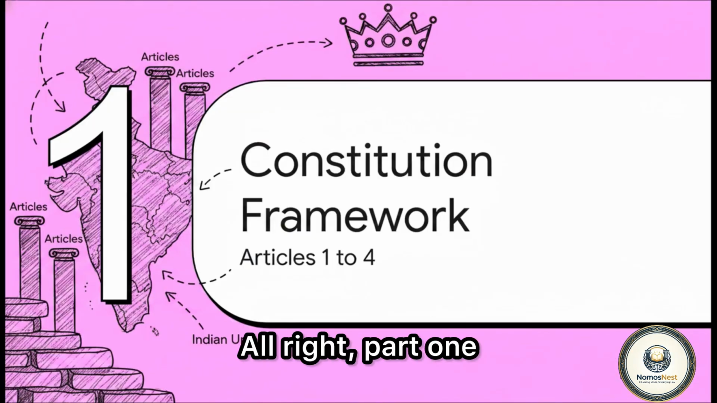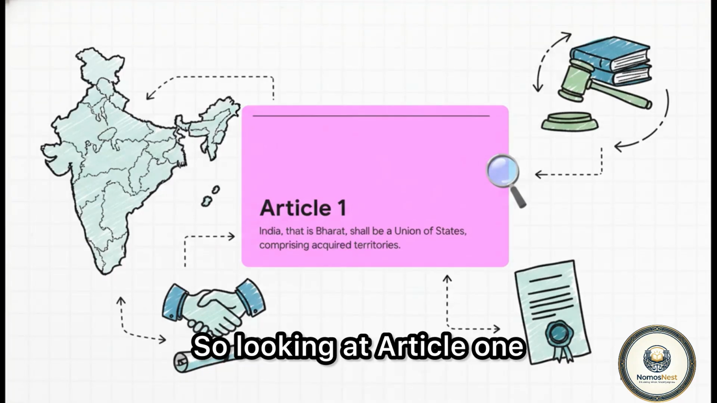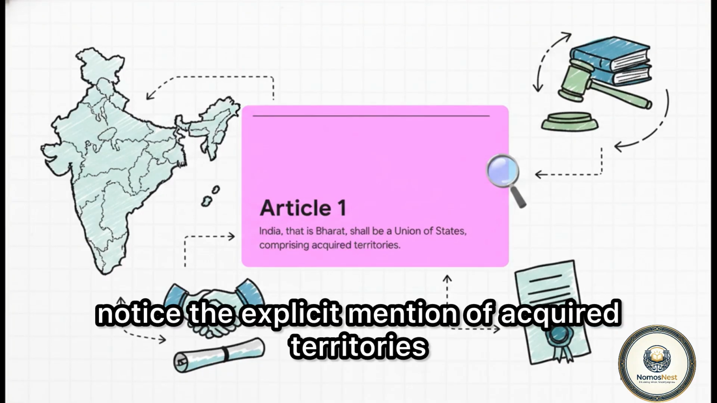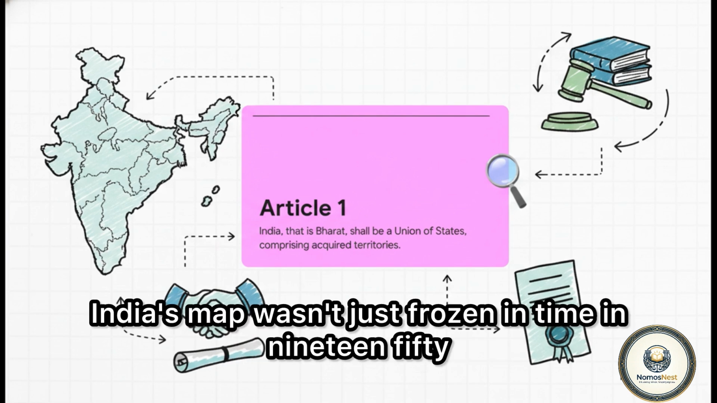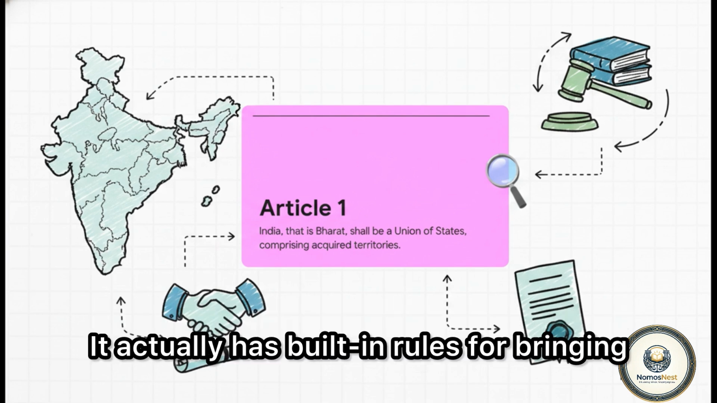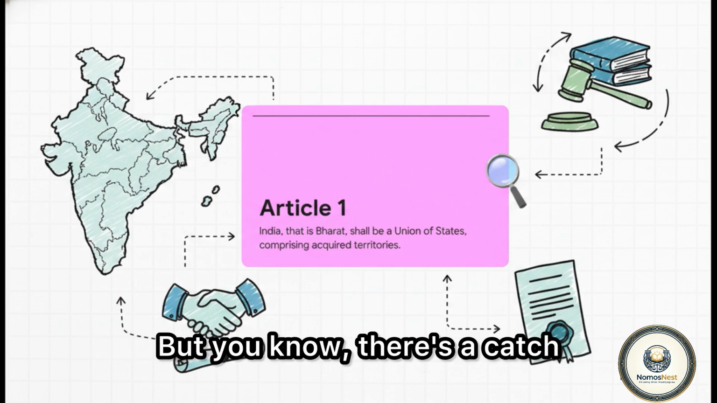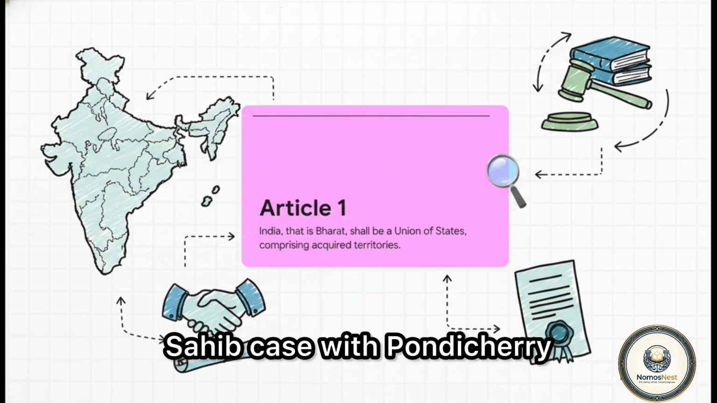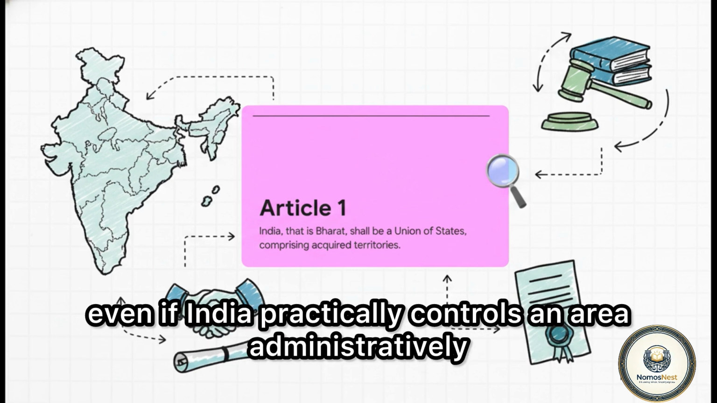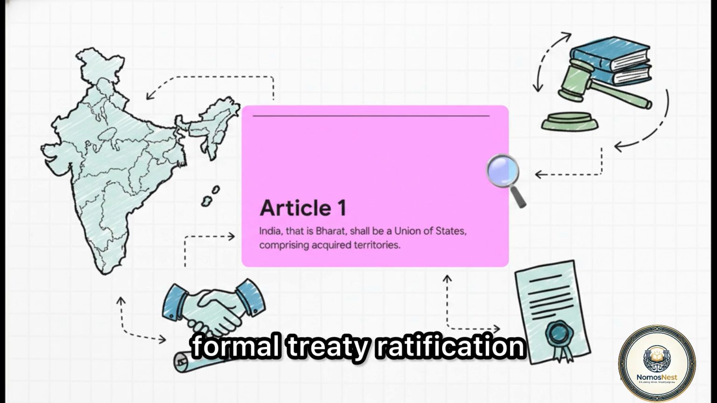All right, Part 1, the constitutional framework. So, looking at Article 1, notice the explicit mention of acquired territories. The key takeaway here: India's map wasn't just frozen in time in 1950. It actually has built-in rules for bringing in new lands under international law. But there's a catch. Like we saw in the 1963 Mazdan Sahib case with Pondicherry, even if India practically controls an area administratively, making it legally part of the country requires formal treaty ratification. It's got to be by the book.